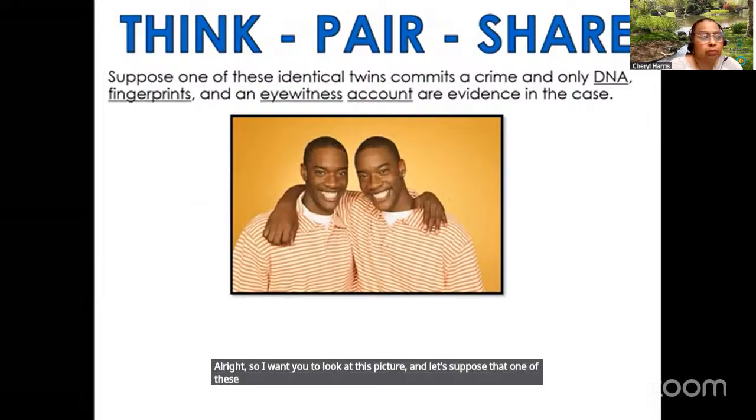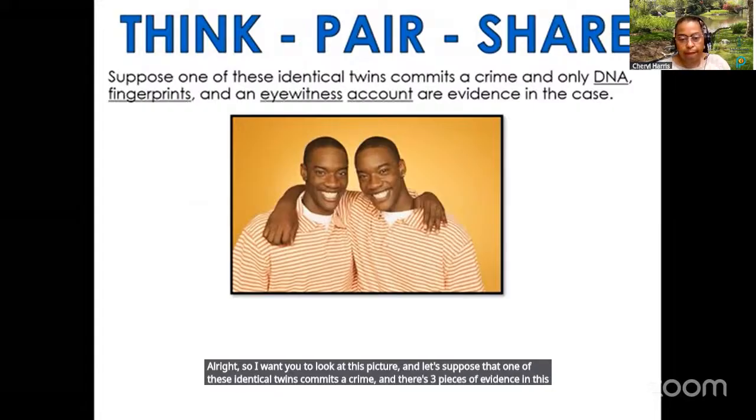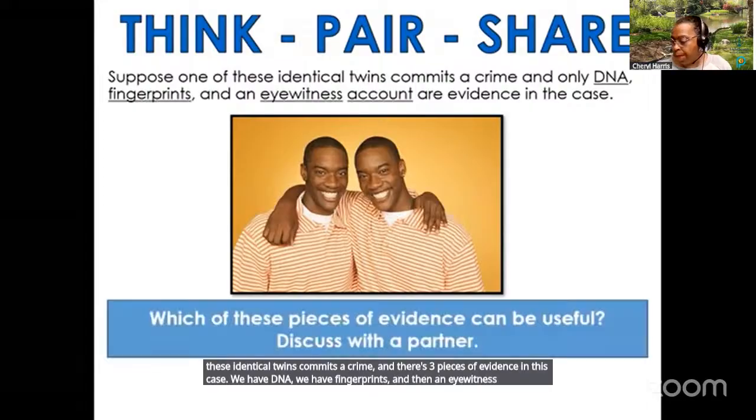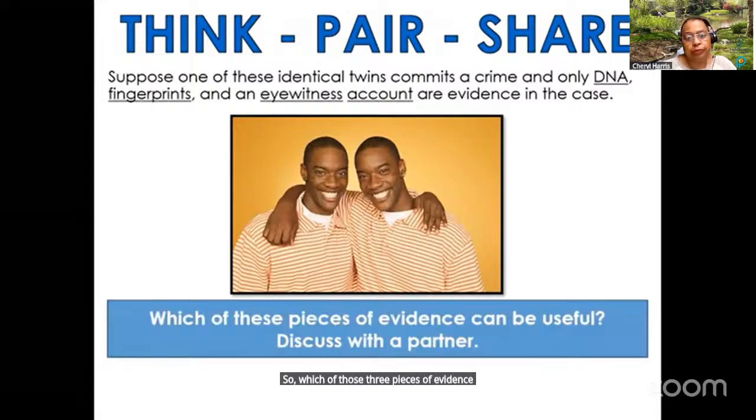All right, so I want you to look at this picture, and let's suppose that one of these identical twins commits a crime. And there are three pieces of evidence in this case. We have DNA, we have fingerprints, and then an eyewitness account as evidence in the case. Which of those three pieces of evidence would be useful? I want you to think about it.